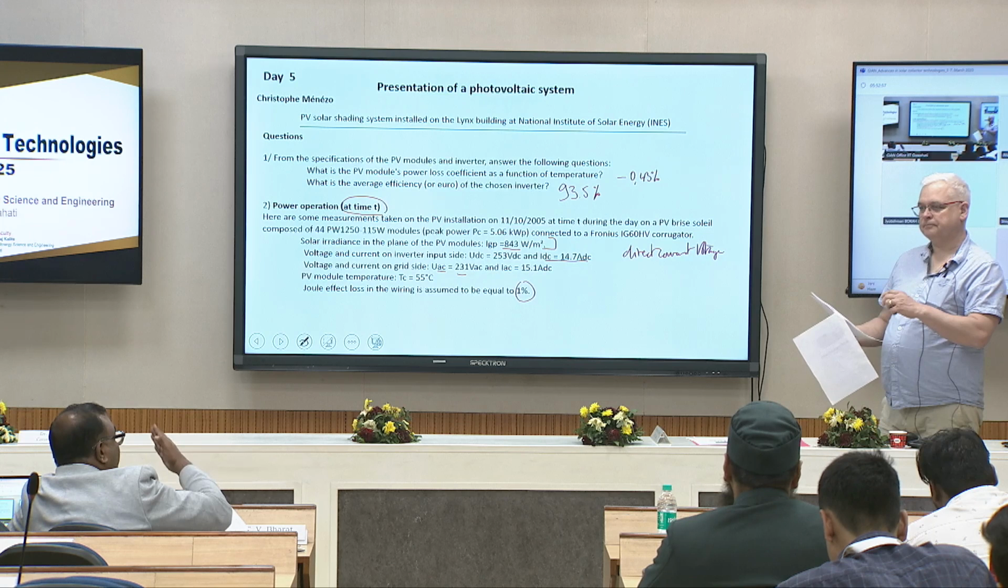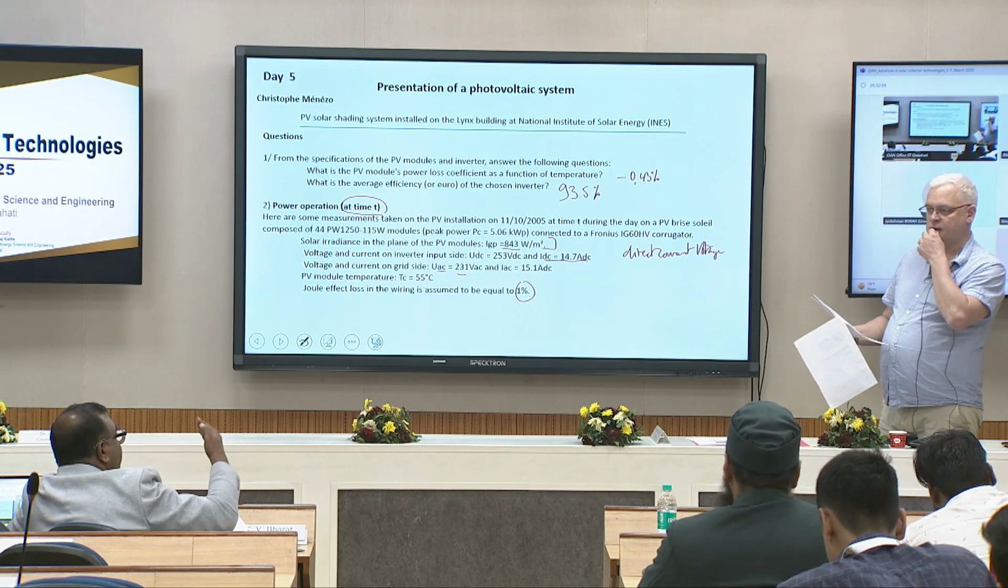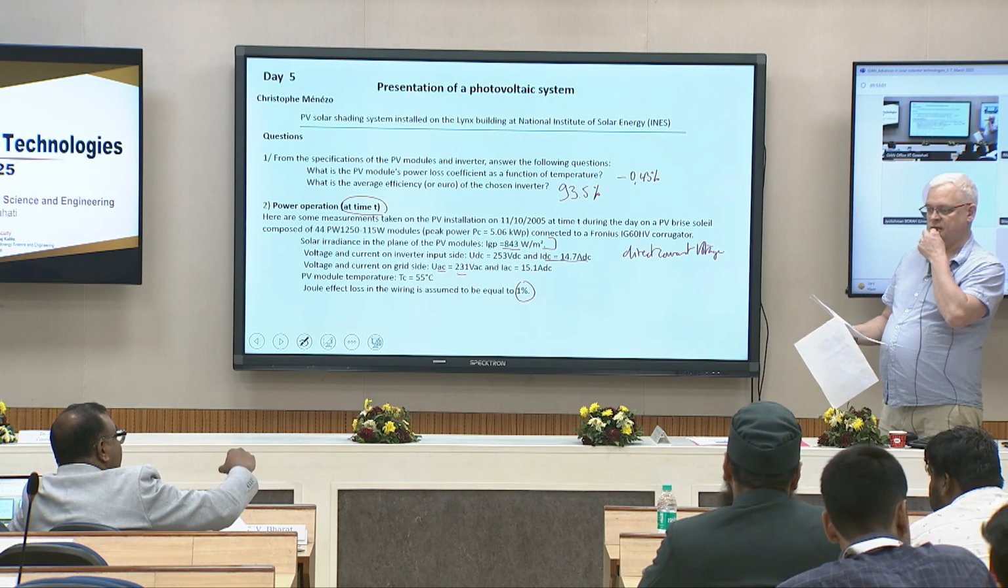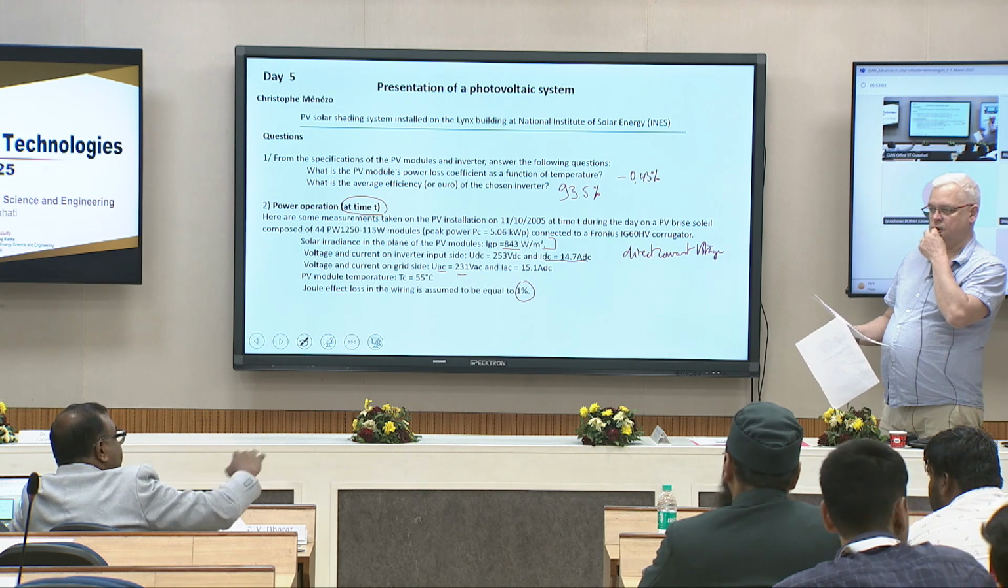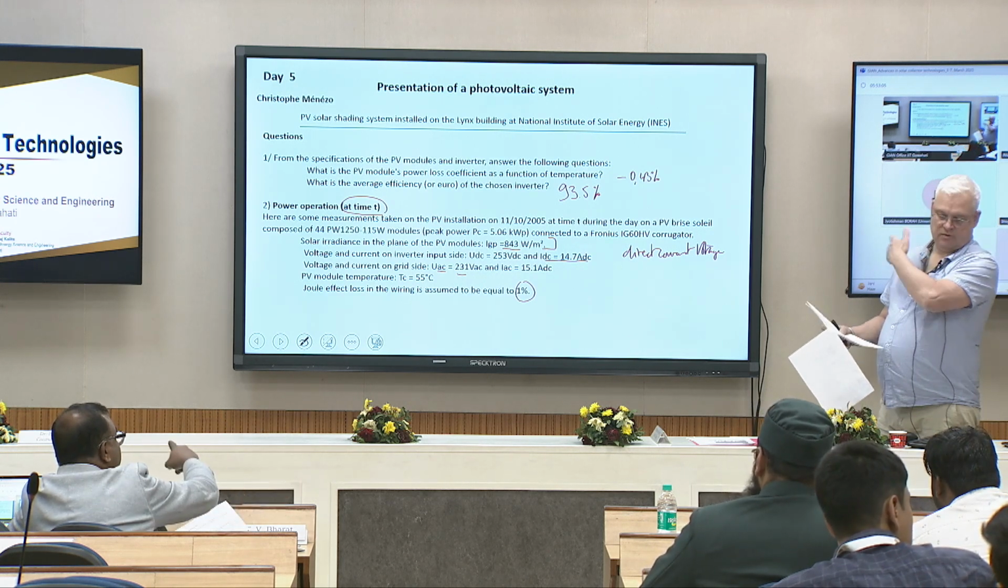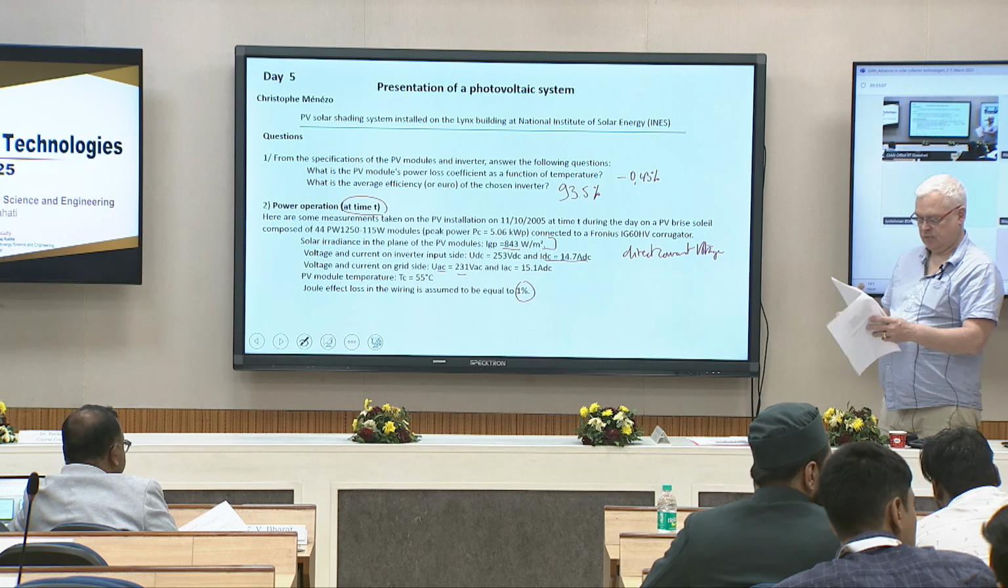From module to inverter, it is DC cable. Then from inverter to grid, it is AC cable. So it's both, considering both. Yes, both, you're right.